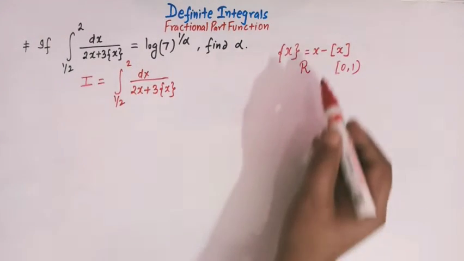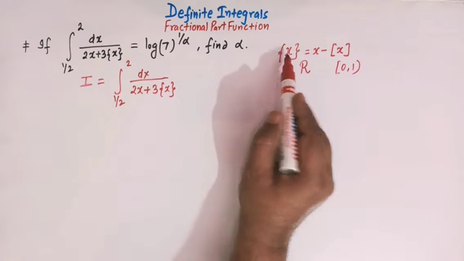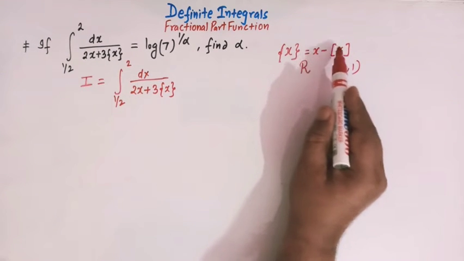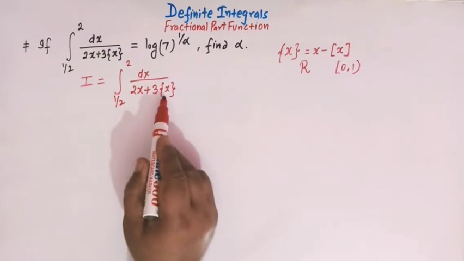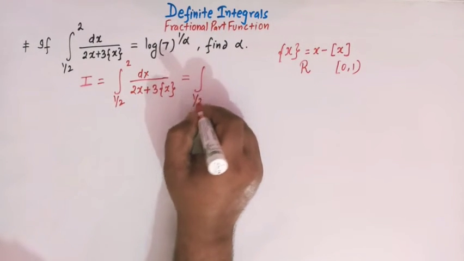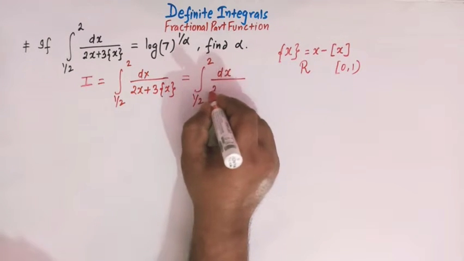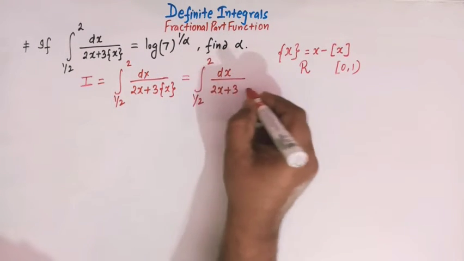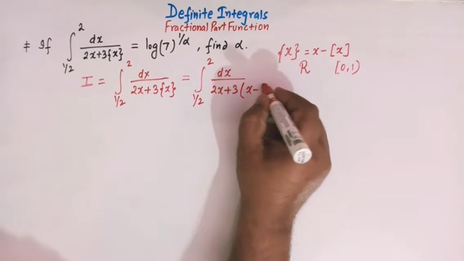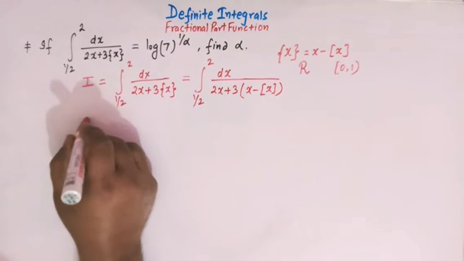So now what we will do, we'll take this fractional part of x is equal to x minus the greatest integer of x over here, right? So now we have the integral from half to 2 of dx over 2x plus 3 times x minus the greatest integer of x, right? So now we can solve it.